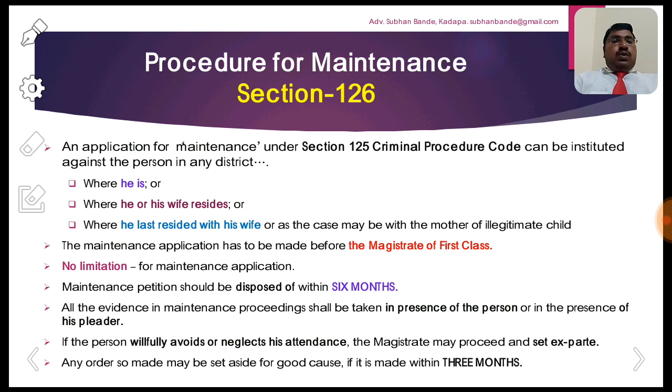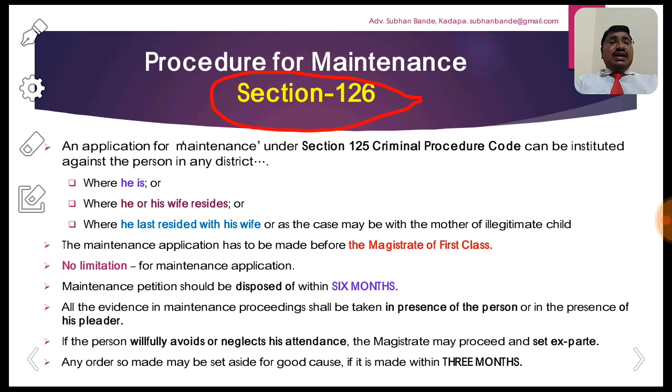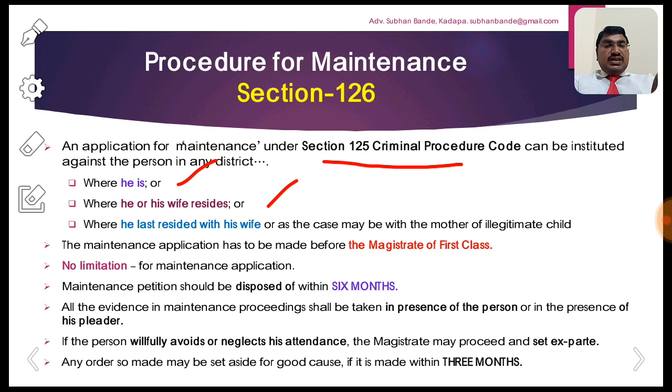Next, section 126 deals with the procedure for maintenance. How to claim the maintenance is specified under section 126 of the Criminal Procedure Code 1973. An application for maintenance under section 125 of the Criminal Procedure Code can be instituted against the person in any district where he is, where he or his wife resides, where he or his children reside, where he or his parents reside, where he last resided with his wife or his parents, or with his children, as the case may be, or with the mother of the illegitimate child.